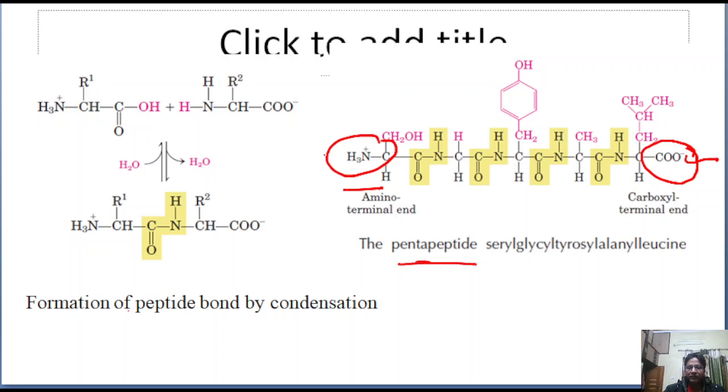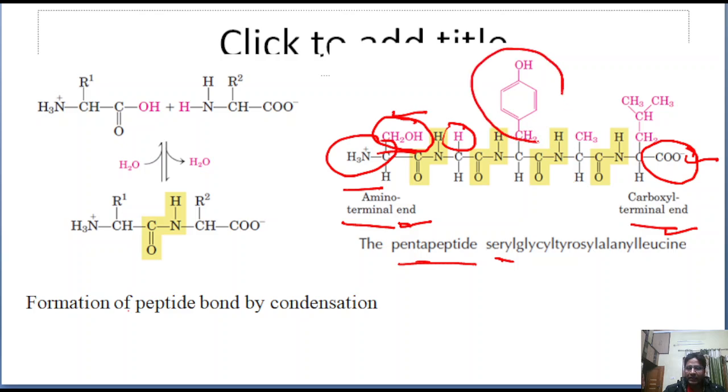The first amino acid's amino group is free, so it is called the amino terminal, and the last amino acid's carboxyl end is free, so it is called the carboxy terminal. Now for the naming: the first amino acid residue is serine, then this is the R chain of the serine. This is the glycine, where an H group is present. Then there is a tyrosine, so this R group is for the tyrosine, then the methyl group which is present here is in the alanine, and then it is the isoleucine.